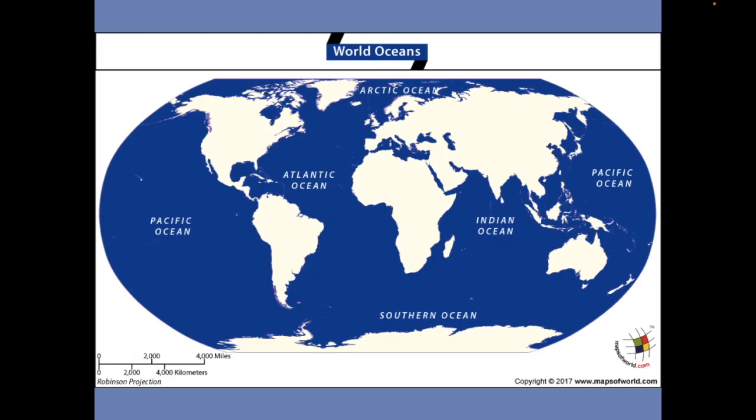So as we can see, the Arctic Ocean is at the top, and the Southern or Antarctic area is at the bottom. We have the Pacific on the west coast of the US and South America, and then the Atlantic on the east coast. So the Atlantic is between the US or the Americas and Africa.